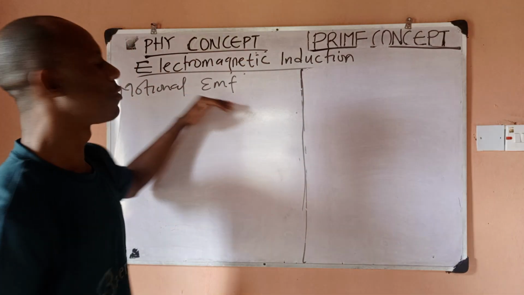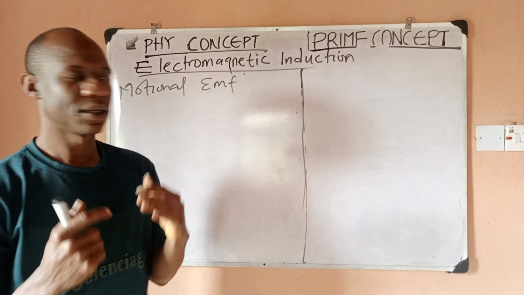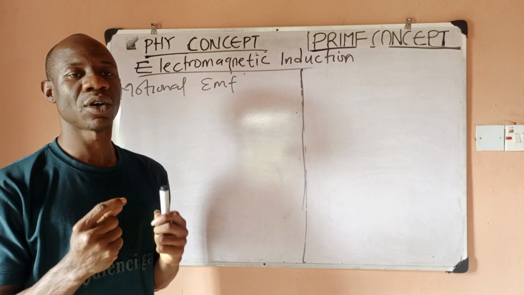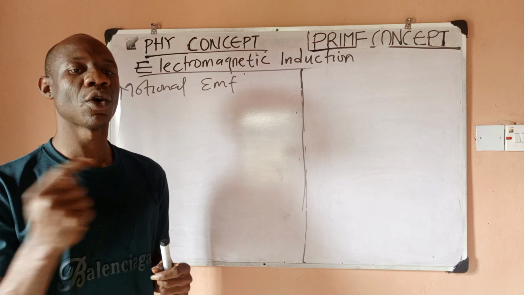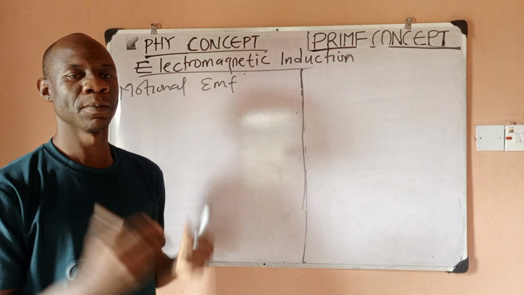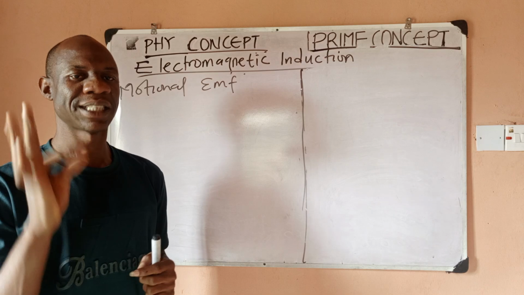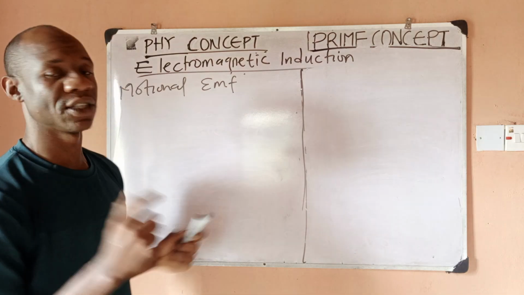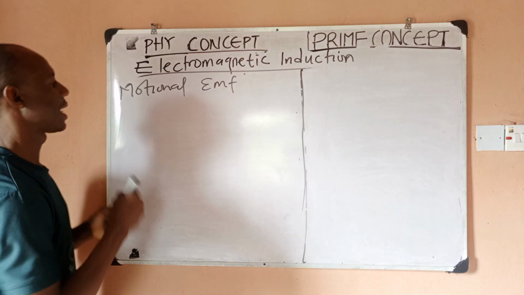But the idea of motional EMF is that EMF is generated in a conductor whenever the conductor moves in a stationary magnetic field. When a conductor moves in a stationary magnetic field, the EMF that is induced in this case is what we know as motional EMF.